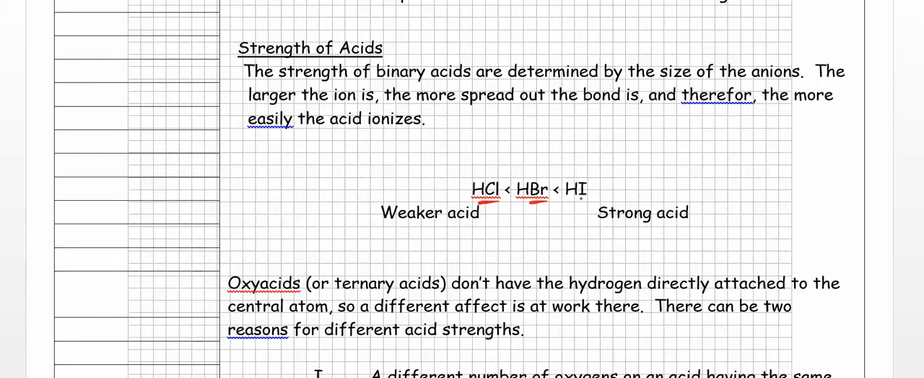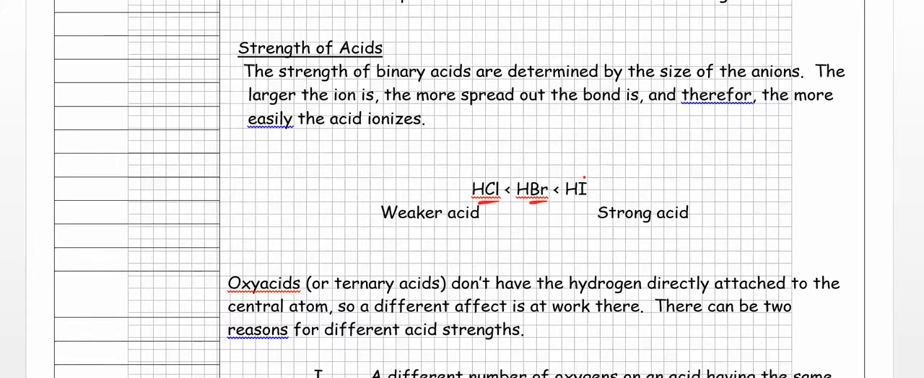If, on the other hand, on the hydroiodic side, iodine is not going to hold that hydrogen nearly as tightly, right, then that's going to render this a strong acid, okay? The iodine is not holding the hydrogen nearly as tightly, allowing that hydrogen to kind of roam away, get taken away by water, and therefore it's a strong acid.